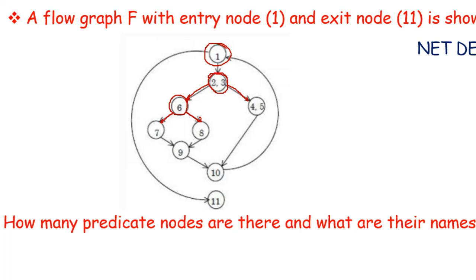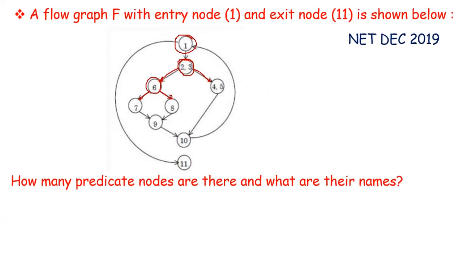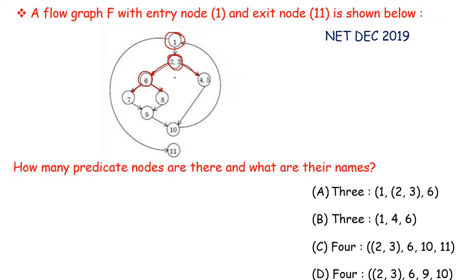Pause the video, check how many nodes have more than 1 outgoing edges. There are only 3 nodes with more than 1 outgoing edges. So our number of predicate nodes is 3. Now our question is, what are their names? Their names is, first predicate node is with label 1, second predicate node is with label 2, 3, and third predicate node is with label 6. So if you see our options, option A is our correct answer.